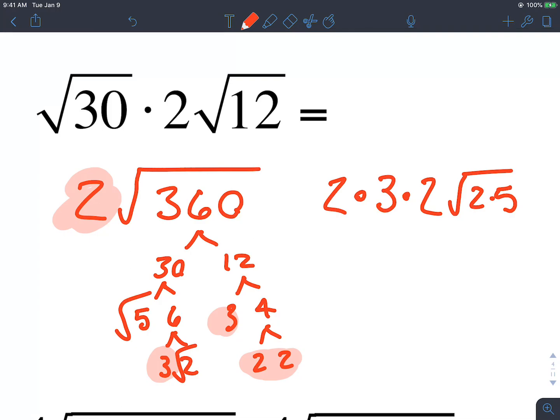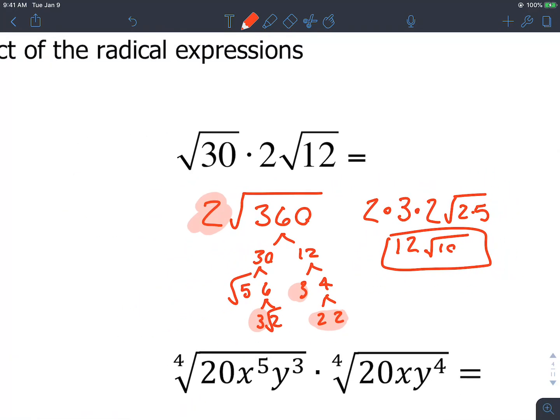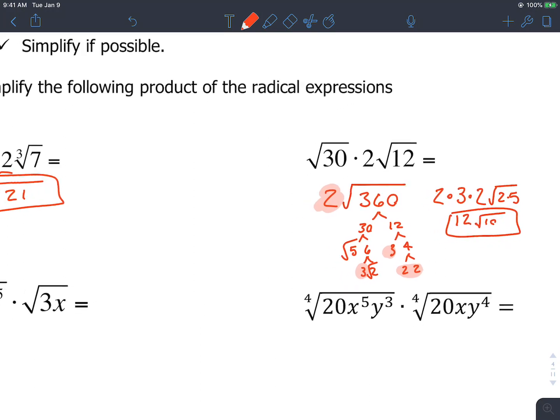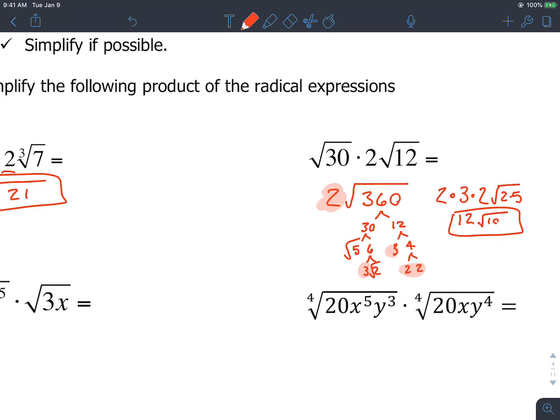So you've got a bunch of things that you're going to have to multiply all back together. 4 times 3 times 2, that's going to be 12, I believe, and then 2 times 5, that'll be 10. So that'll be 12 square root of 10 right there for that example. So multiply the insides, multiply the outsides, and then simplify if possible.